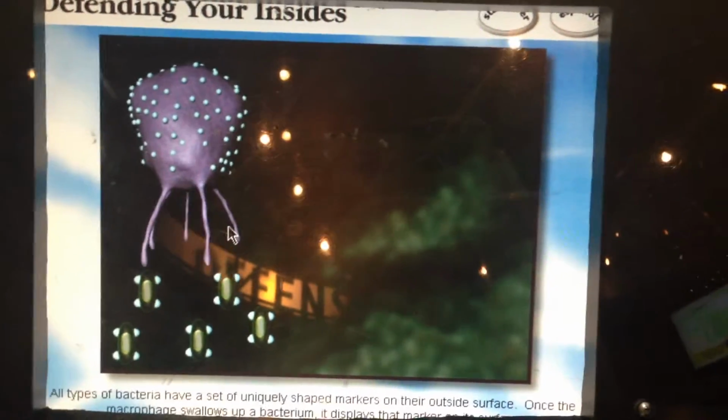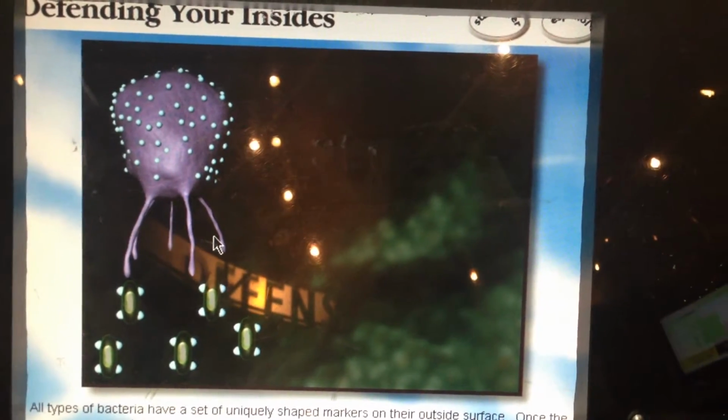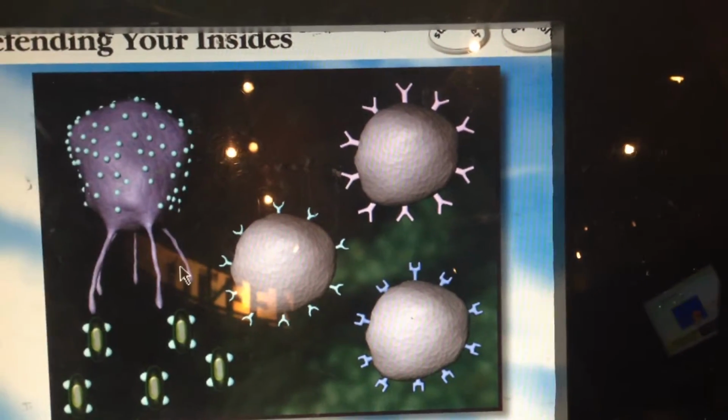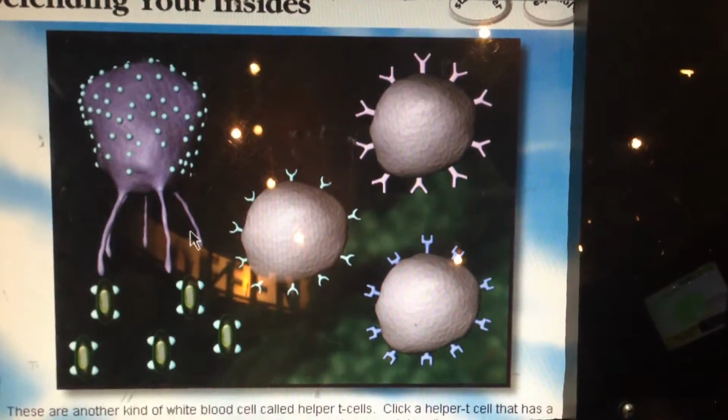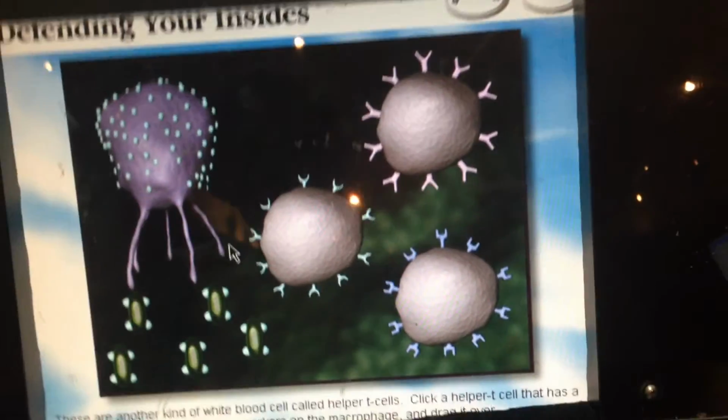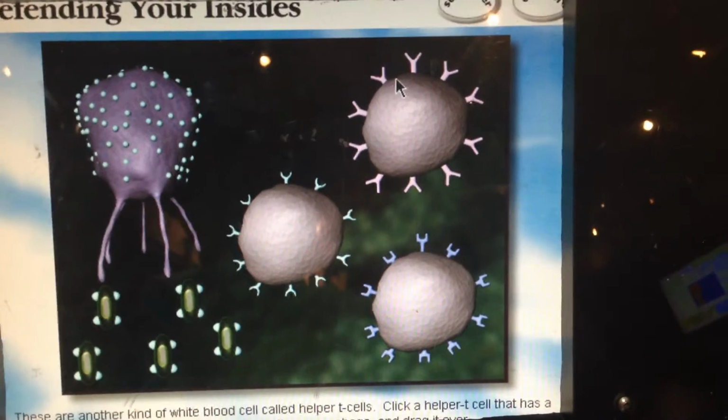All types of bacteria have a set of uniquely shaped markers on their outside surface. Once the macrophage swallows up a bacterium, it displays that marker on its surface. These are another kind of white blood cell called helper T cells. Click a helper T cell that has a shape that fits the markers on the macrophage and drag it over.